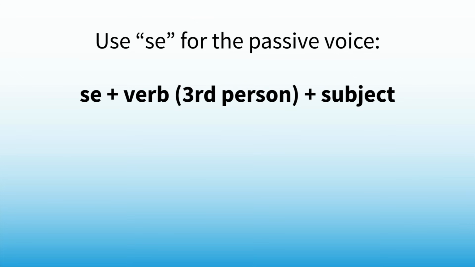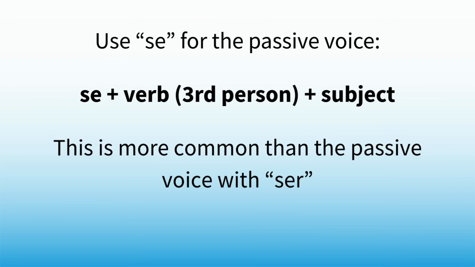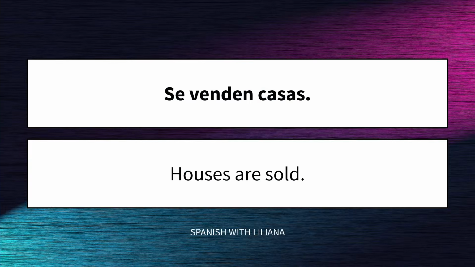The other way is to use se for the impersonal or reflexive passive, and this is more common than using ser. And the structure here is se plus the verb in the third person plus the subject. For example, se venden casas. Houses are sold. It sounds strange in English, houses are sold, but in Spanish it doesn't sound as odd.